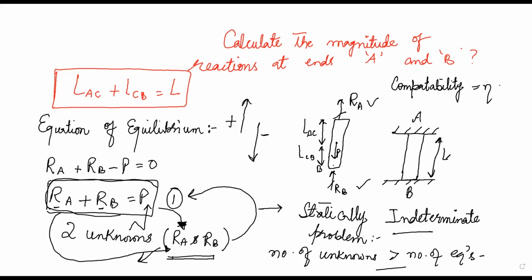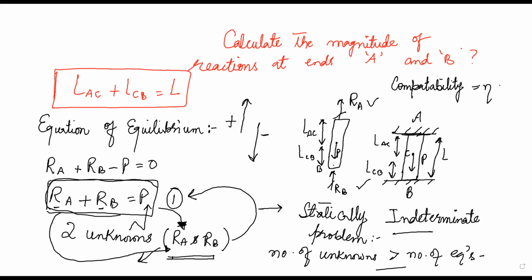This is the physics of the problem we have, and it's subjected to a load P at point C. This distance is LAC, and this distance is LCB. That's it. Look at the overall physics of the problem. The rod is fixed at end A and fixed at end B, so there is no motion from end A to end B.